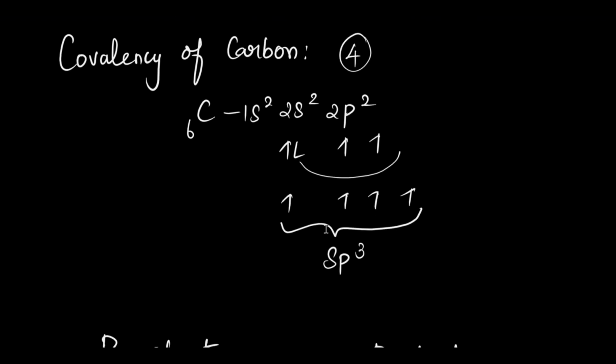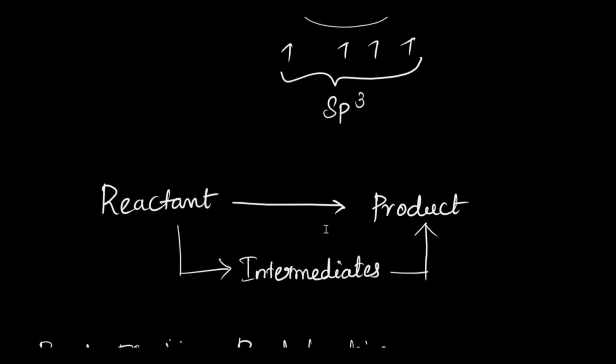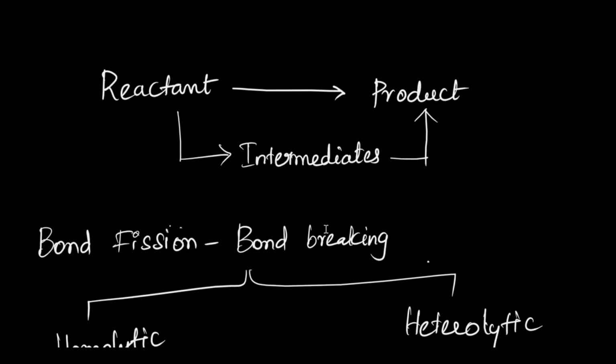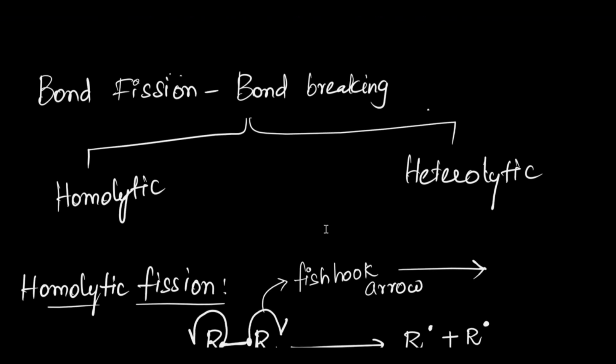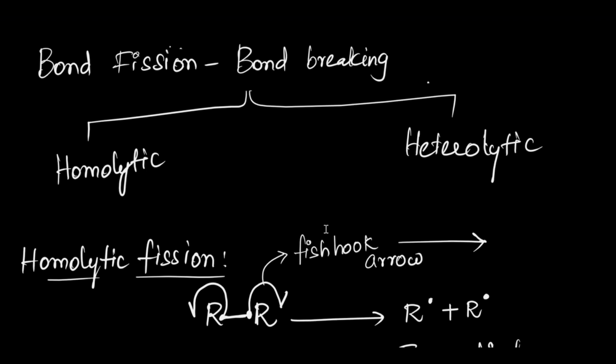Why is it so? Because one electron will jump to another p orbital to make it sp3 hybridized. Here we are first going to talk about the intermediates. A reactant, to give the product, has to go through an intermediate. Intermediates are short-lived species. Where they are formed, there are two types of bond breaking, that is homolytic and heterolytic.